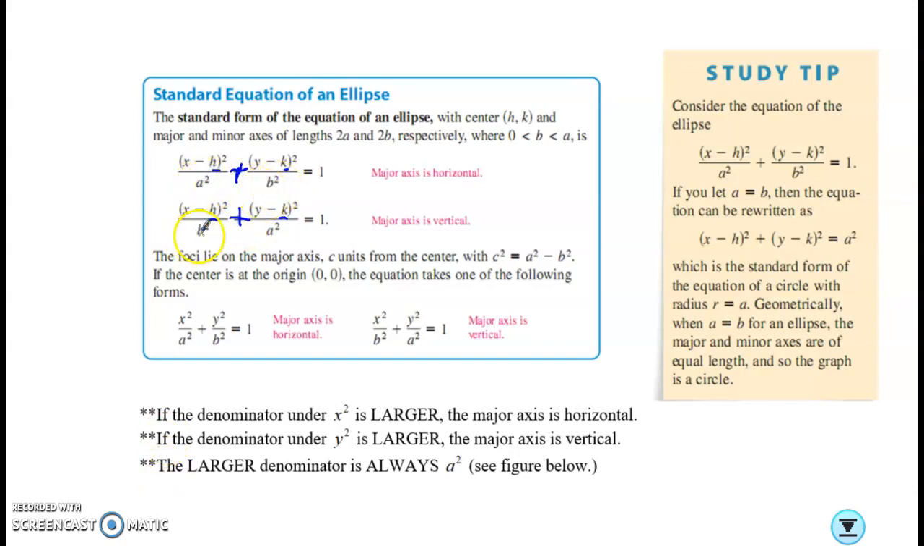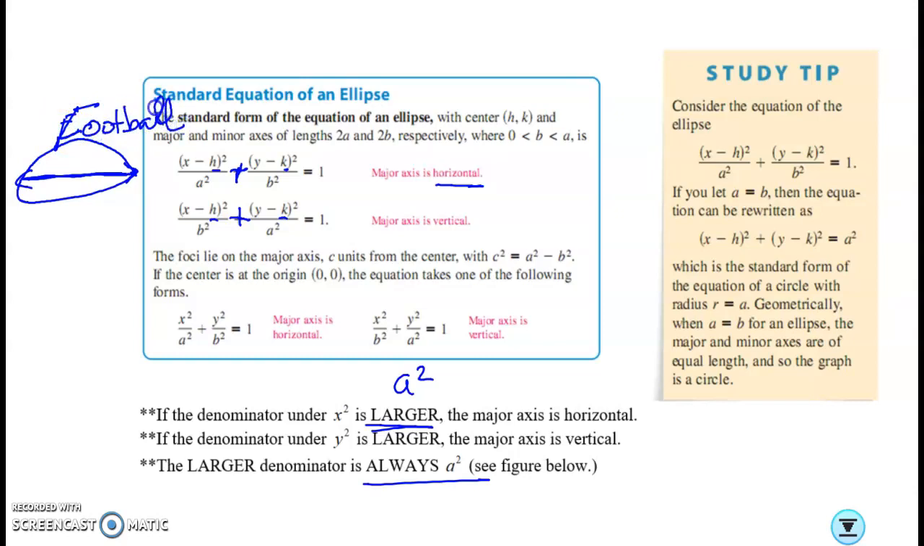The a squared and the b squared jump places. So this number in the denominator is going to help you to shape your ellipse. When a squared, which is always going to be the larger number, is underneath the x, that means it's going to be longer in this direction, and so it's going to have a major horizontal axis. It means it's going to look more like this. I call this one a football, because it reminds me of what a football would look like just laying there on the ground.